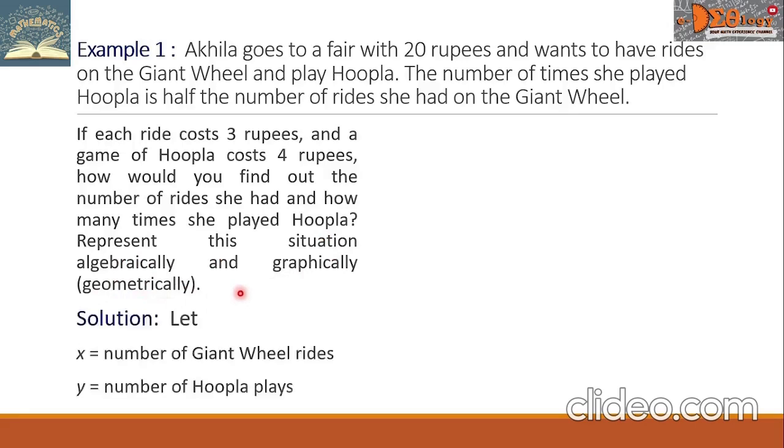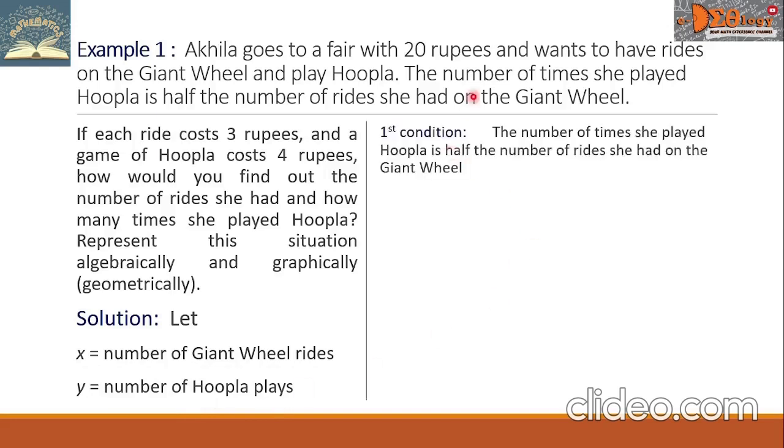First, we assign variables for the given. Let x be the number of giant wheel rides and let y be the number of hoopla played. The first condition in the problem is the number of times she played hoopla is half the number of rides she had on the giant wheel. We represent this in the equation as y equals 1/2 times x. This is our first equation.